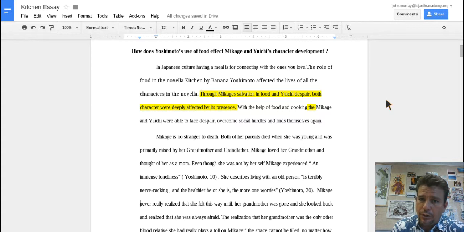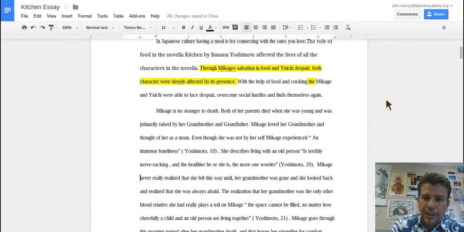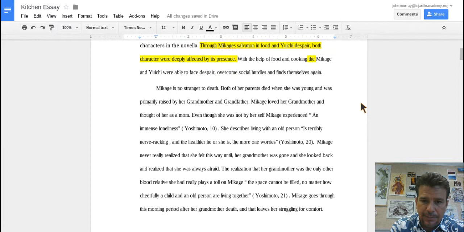or perhaps how Yoshimoto uses food to help Mikage save Yuichi. I'm not sure how you want to phrase it exactly, or the specifics of it, but the way we want to phrase it is to put Yoshimoto in that subject position. The author is the subject, and then the verb is what she's doing, and that's what we're focusing on. So that's very important. We'll come back maybe to this thesis statement.